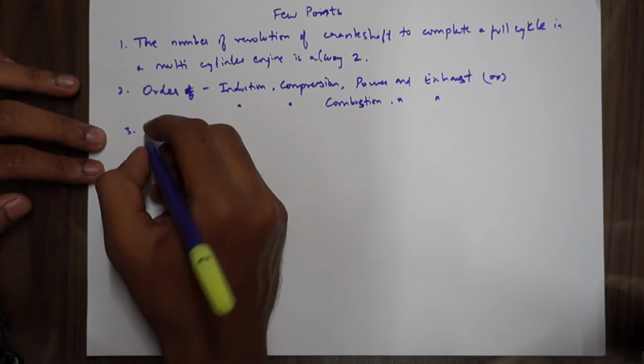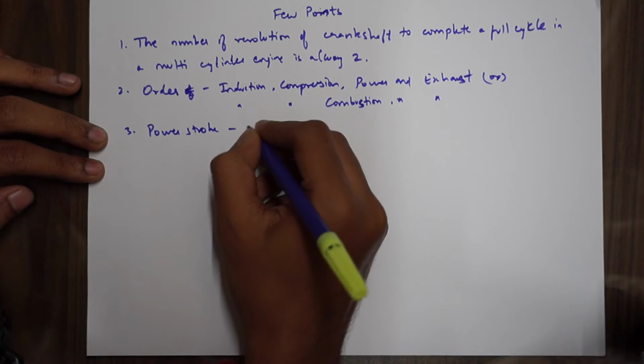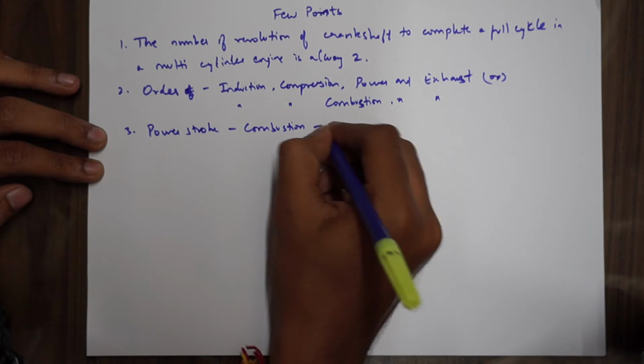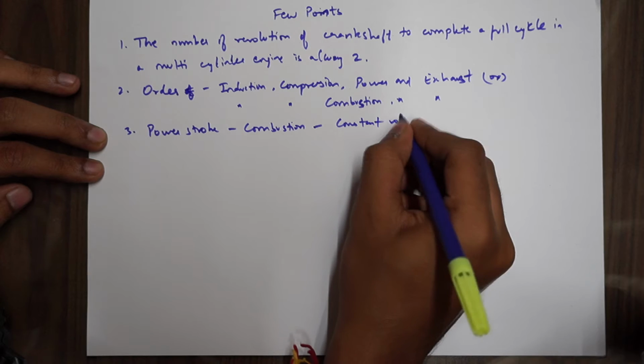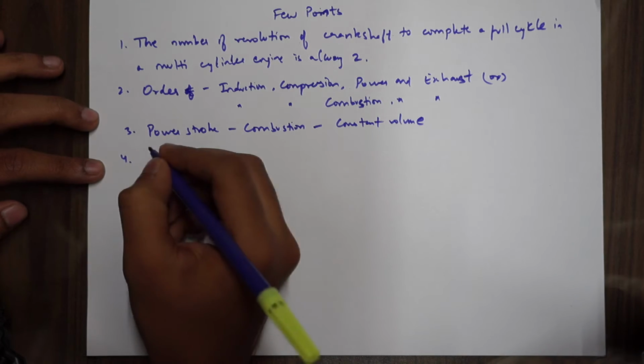Third point, power stroke is also called the combustion stroke, or is also called the constant volume stroke.